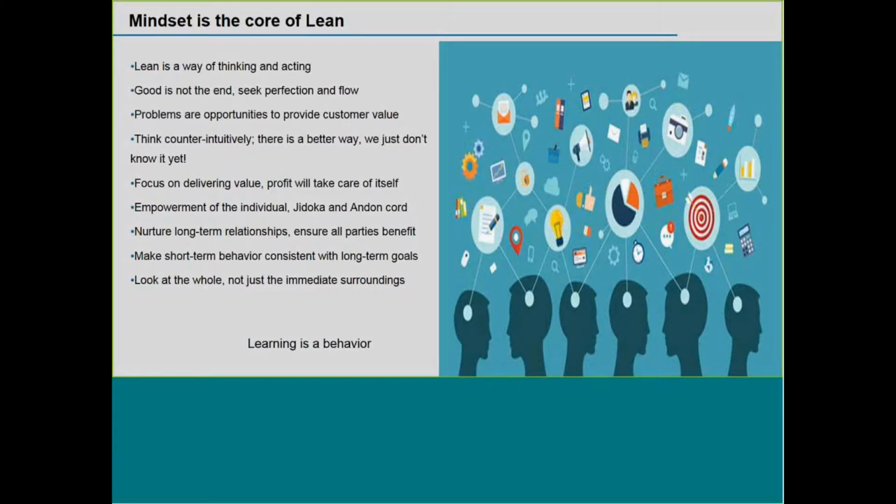So at its core, lean is a mindset. We've been saying all the way through these presentations that in order for lean to work within an organization, everyone at all levels within that organization needs to start thinking and acting in a lean way. We don't see good as the end, right? We want to seek perfection in everything that we are going for. And that's where we started to tie in Six Sigma when we started to define what perfection was in a previous section.